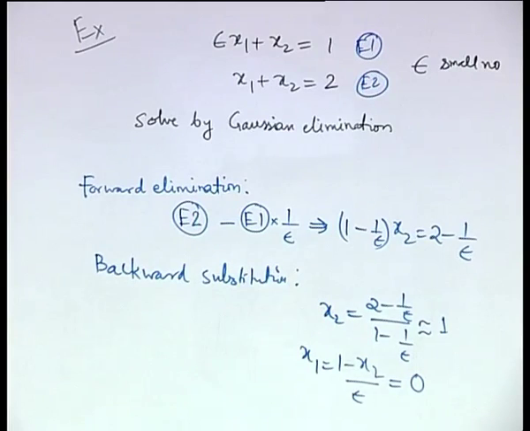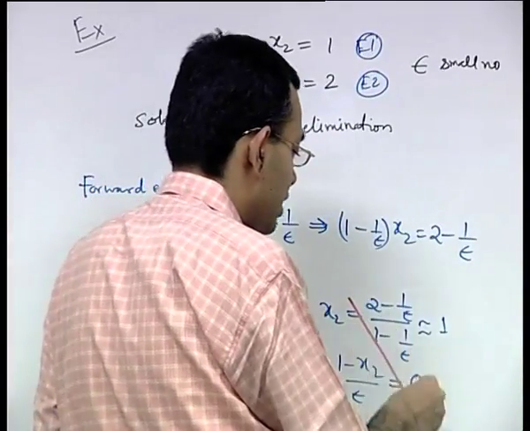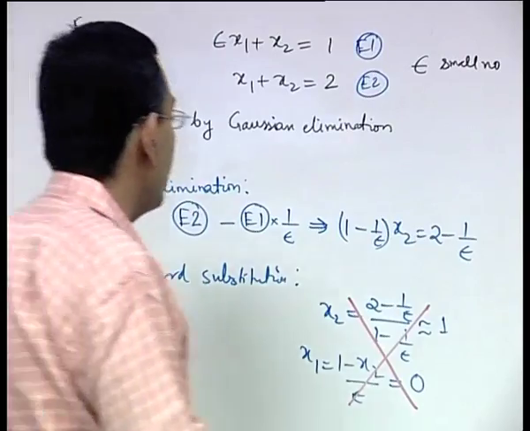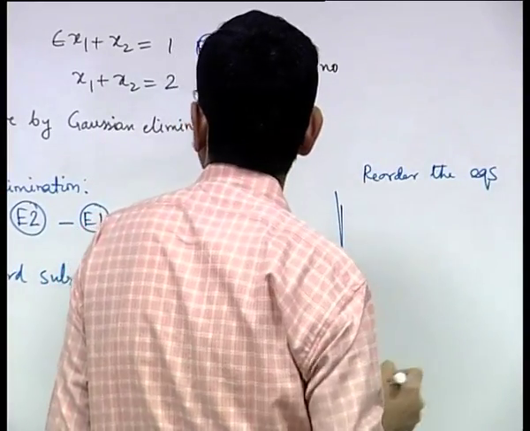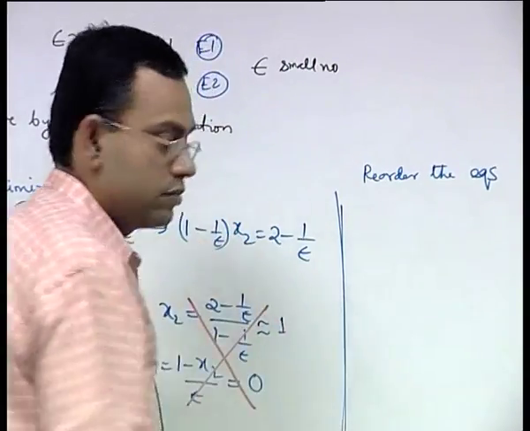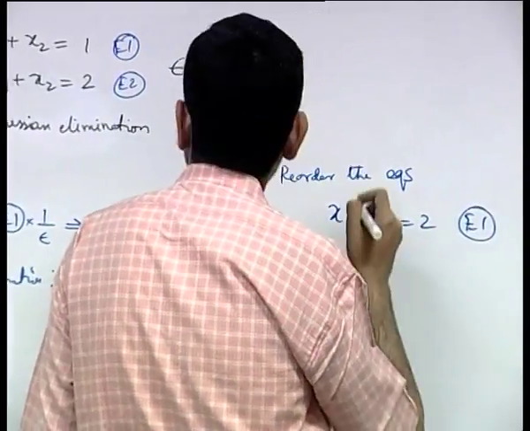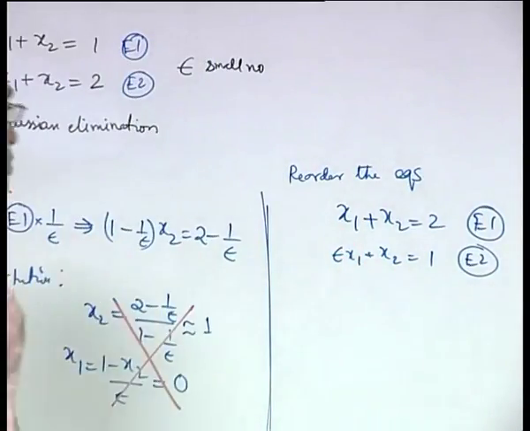You can see that clearly this solution does not satisfy the equations. So, if you substitute x1 equal to 0 and x2 equal to 1, it satisfies equation 1, but not equation 2. So, these are not the correct solutions. To test whether we get something different by reordering the equations, let us reorder the equations. So, x1 plus x2 equal to 2, that is equation 1, and epsilon x1 plus x2 equal to 1, that is equation 2.